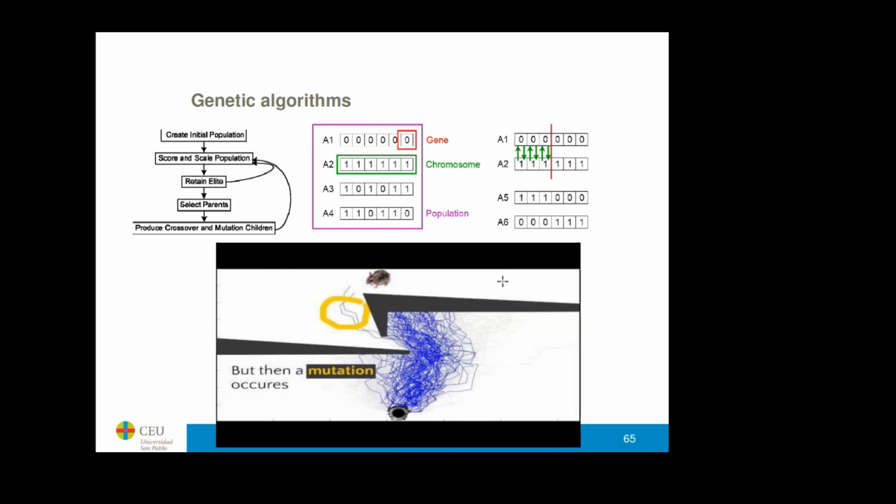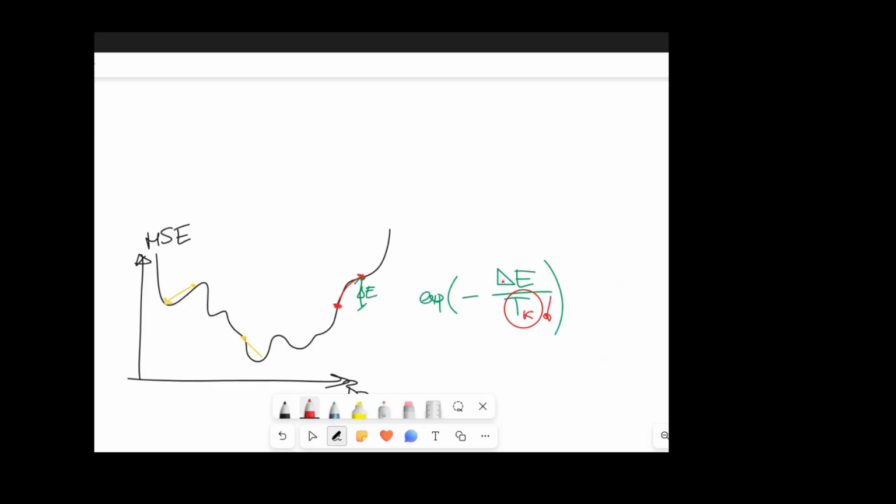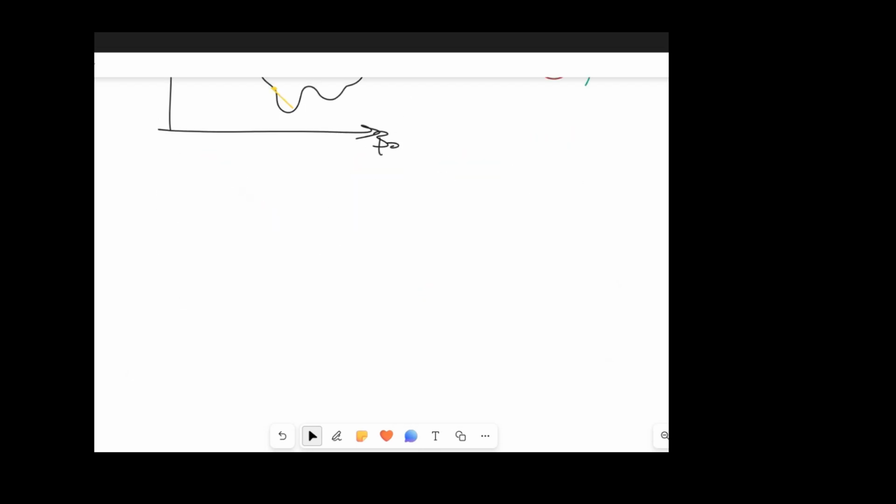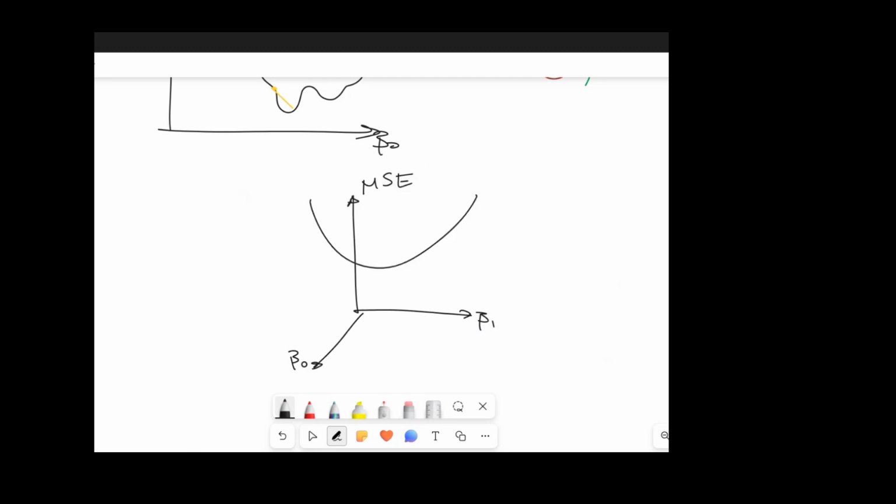So I have a population. What this population is doing is sampling the surface. So let me do it here. We will have theta 0, theta 1, and the cost. We have some surface here. And what we have is a number of random suggestions. Each one of them sees how good they are.